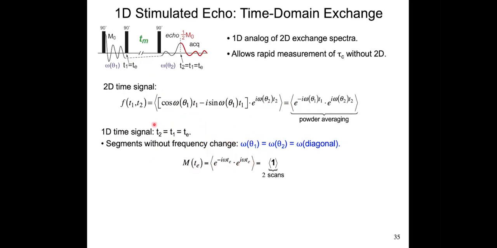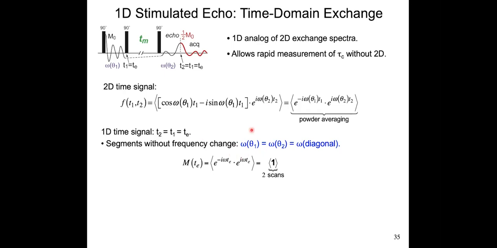And only those segments that don't experience frequency change would actually give you echo intensity back, 1. So that's the idea. This being an echo experiment, any segment that has gone through reorientation, their signals will be gone. They will not be picked up. And whatever remains as your echo represents the segments that haven't moved.